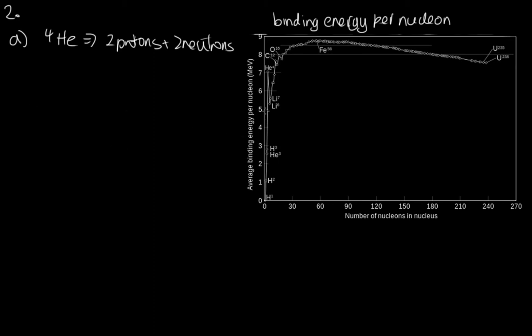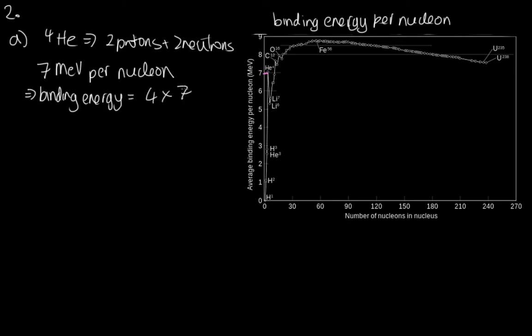So what we need to do is look for helium-4 on this graph, which is here, and this tells us that helium-4 has a binding energy of 7 mega electron volts per nucleon. Now in helium-4 there's 4 nucleons, the 2 protons and the 2 neutrons. So this tells us that the binding energy is just equal to 4 times the 7 mega electron volts, so that's 28 mega electron volts.